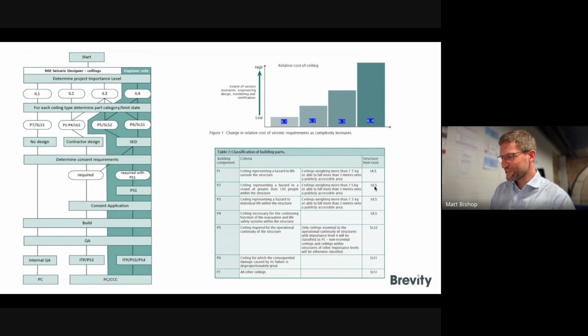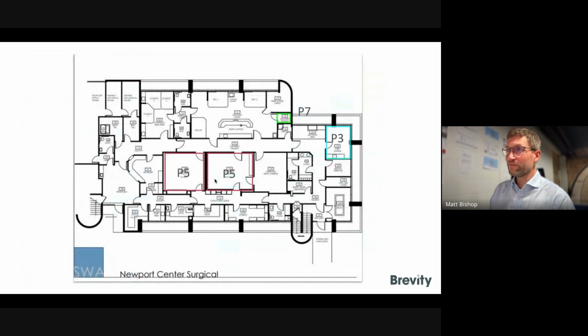So is that useful? Probably not on a project like this where every other room needs to be designed. However, again, the point between the project type and the ceiling building element design is that they are different. And in this particular situation, this recovery storage room is actually a P7 design.